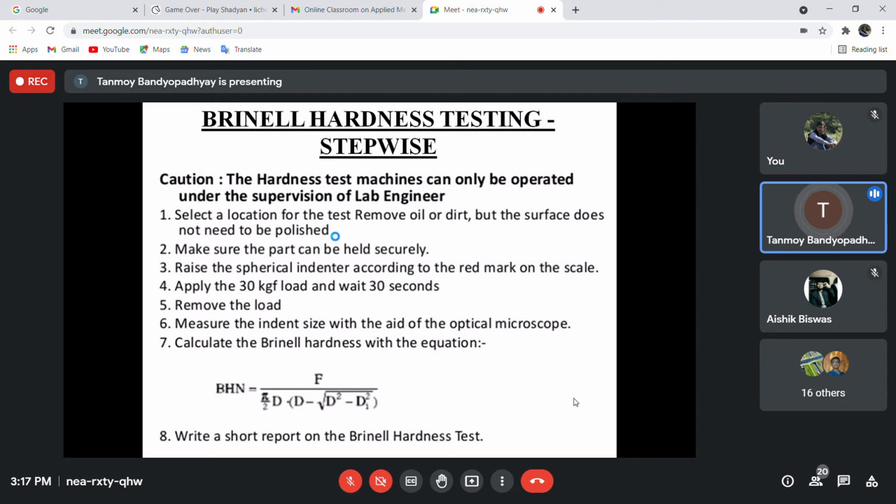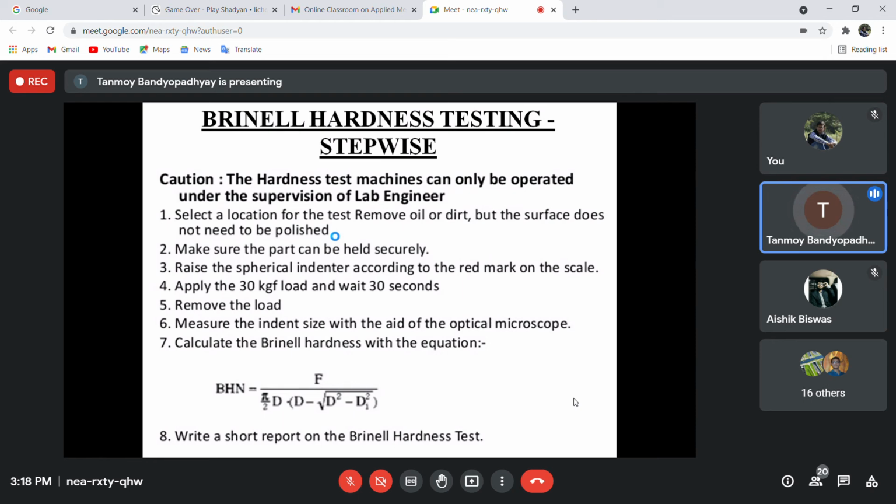The first step is a very basic thing: you have to remove all the dirt, oil and everything. If there are any coatings, everything has to be removed. Next, you have to ensure that the parts are held very securely. As I was telling you, whenever you are doing an experiment, the foundation has to be very strong, because you are applying the load perpendicular to the specimen. If the foundation is not strong and you are applying 100 kg of force, the specimen may get tilted.